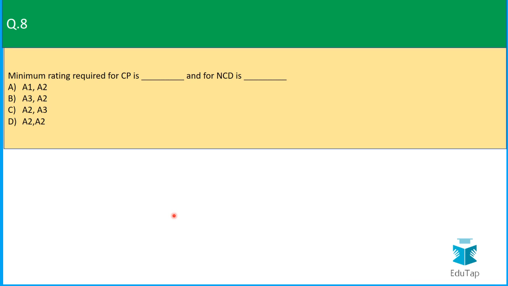So let's do 3-4 more questions. After that we shall close this session. The question is: the minimum rating required for CP is dash and for NCD is dash.